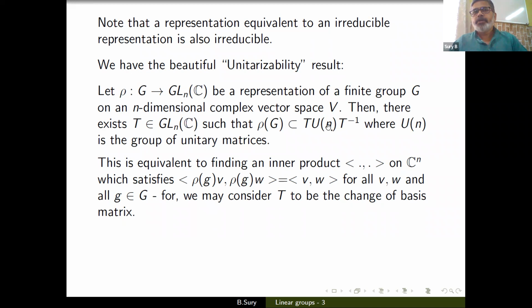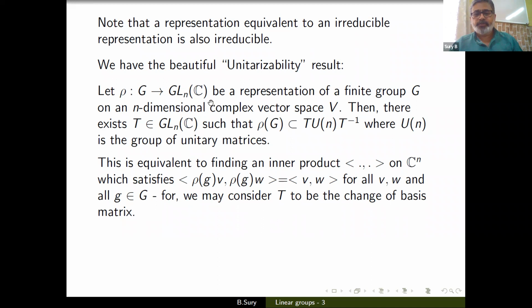What is unitary? Unitary simply means preserving the usual inner product. When I say the conjugate of that group by T, it is like a change of basis: we take an orthonormal basis with respect to this inner product, so the canonical basis is changed into this basis by means of a matrix T. So this condition is simply equivalent to saying there is an inner product on Cⁿ which is left invariant by this group action. That is, ⟨ρ(g)v, ρ(g)w⟩ = ⟨v, w⟩ for every g in G and for all v, w.